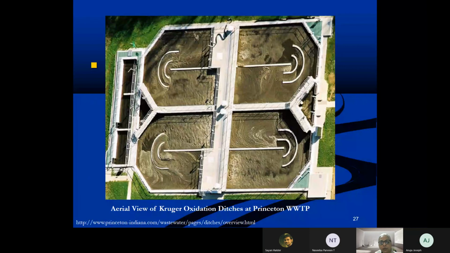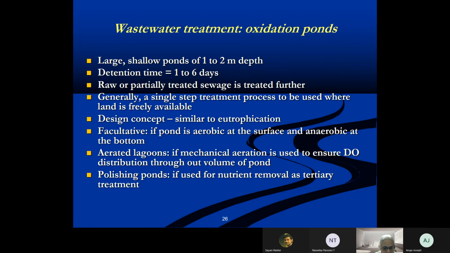This is an oxidation ditch where the water is coming in at one end, and by creating these baffle-like structures, the water is routed through them, and that allows a fair amount of mixing, and that is all that is provided in these oxidation ditches. So it's kind of like the aeration tank in an activated sludge process. The only difference is that the detention time is very high and the depth of the pond is not much. It's a shallow pond. These are very large shallow ponds of 1 to 2 meter depth. Detention time is very high.